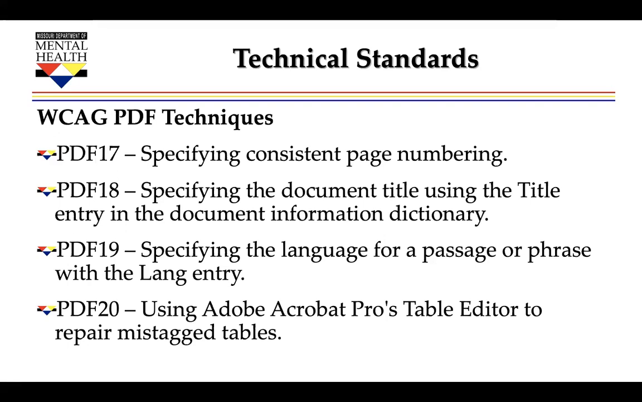Technique 18, specifying the document title using the title entry in the document information dictionary. So there are two parts to this. First of all, does the document have a title attribute that you've specified as a developer or remediator of the document? Ideally, that would be put in the application that was originally used to develop the document. If not, that title can be added in Acrobat Pro.